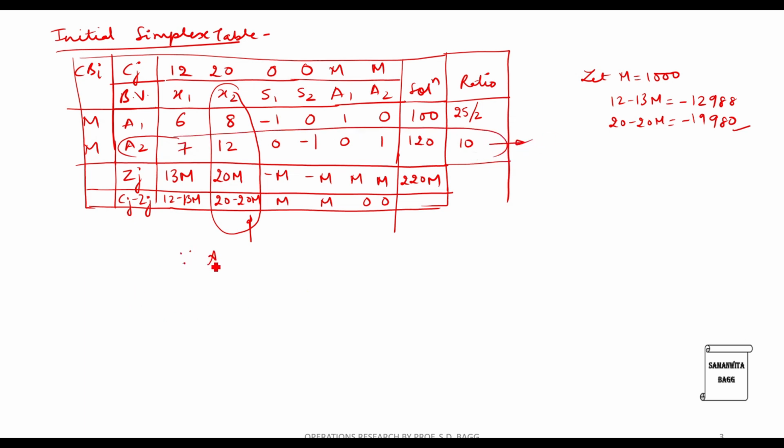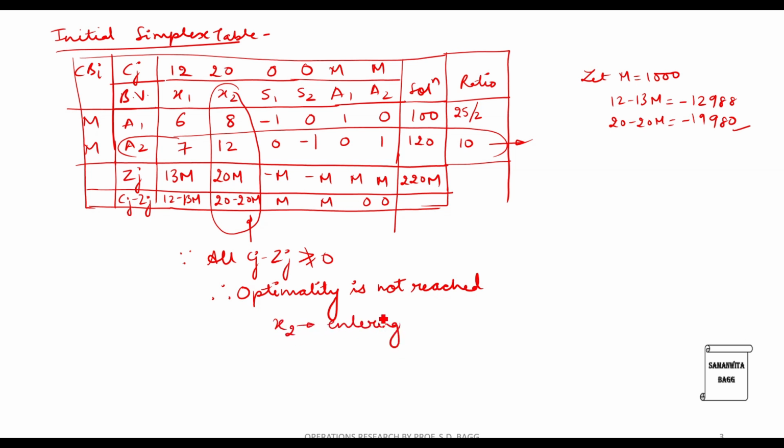So I'll write down, since all Cj minus Zj are not greater than equal to 0, therefore optimality is not reached. X2 is the entering variable and A2 is leaving the solution. So it is a leaving variable. Now we'll go for iteration 1.